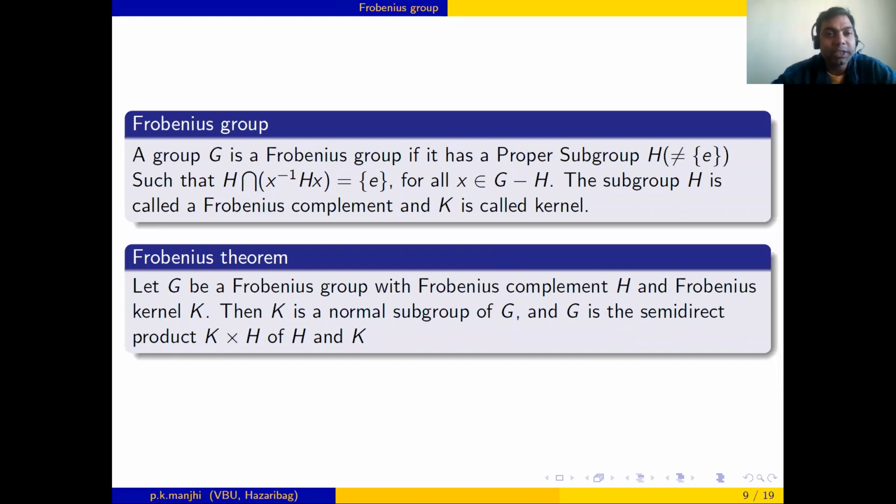So actually, in my topic for this presentation, let me define Frobenius group. A group G is called a Frobenius group if it has a proper subgroup H having this property: its intersection with x inverse H x, for all x in G minus H, will be the singleton {1}, which contains the identity only. This subgroup H is called the Frobenius complement, and K is the Frobenius kernel. I will define K later. Actually, this Frobenius group G is a semi-direct product of K and H, and this K is a subgroup which is called the Frobenius kernel.